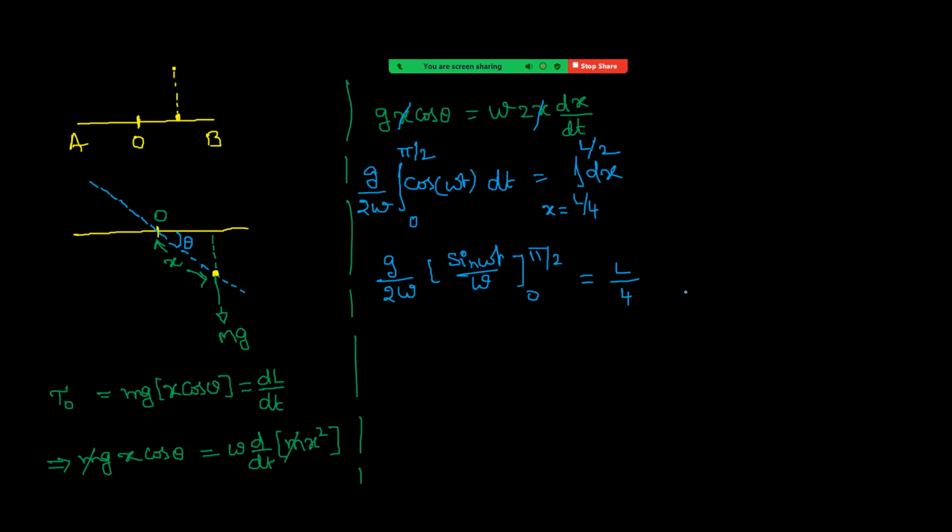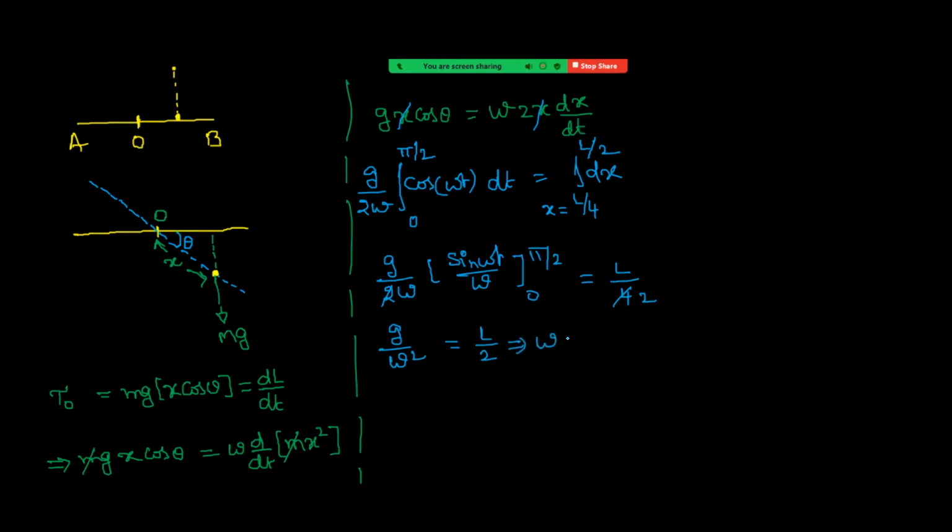Okay. So 1, 2 gets cancelled here, and this becomes 1, right? Because for sin omega t we can substitute directly, omega t value is pi by 2. Sine 90 is 1, and the next one is 0. So it is now g by omega square. G by omega square is equal to L by 2.